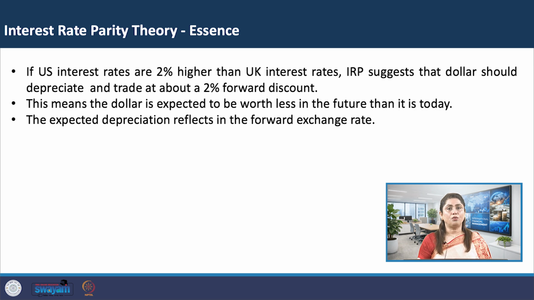Think about what this means practically. If the US interest rate is 2% higher than the UK interest rate, then under IRP, the forward rate of the dollar should reflect a discount of approximately 2% relative to its spot rate. The dollar is worth more today than it will be in the forward market, precisely because investors are already pricing in the expected depreciation that comes with higher inflation and capital inflows.